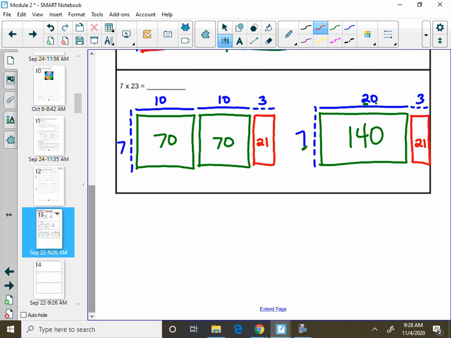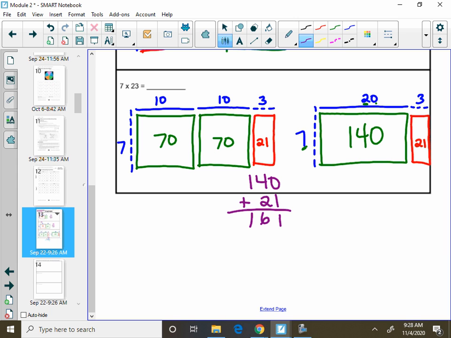And, of course, I can see that the answers are going to be exactly the same. Hey, you know what's so interesting about the second one? There's less adding to do, isn't there? Right? Only 2 sections to add. All right, so I'm going to do 140 plus 21, which of course is the same as 70 plus 70 plus 21.